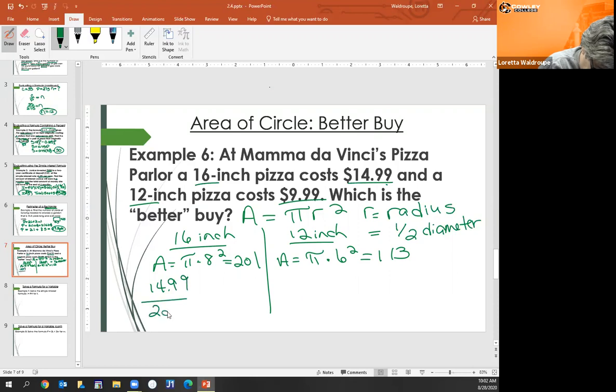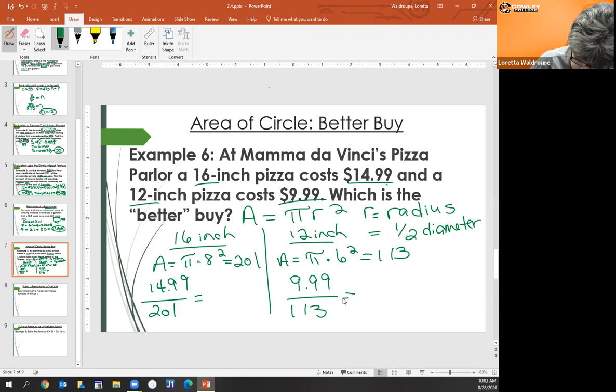So to find out which is the better buy, you take the cost and divide it by the area. This is going to tell us how much the pizza costs per square inch. Okay, and they've got to be in the same units.